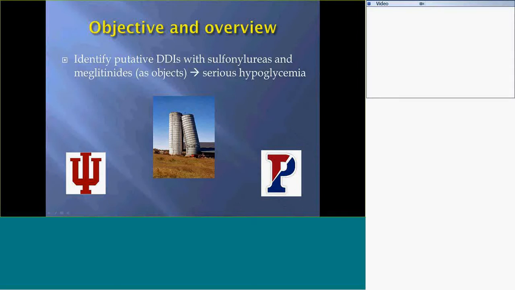So our objective of this work was to identify putative drug-drug interactions with sulfonylurea drugs and meglitinide drugs as objects, and to look for serious hypoglycemia, and to basically run through hundreds and hundreds of putative precipitant drugs to see if we could see any signals to follow up in more rigorous studies.